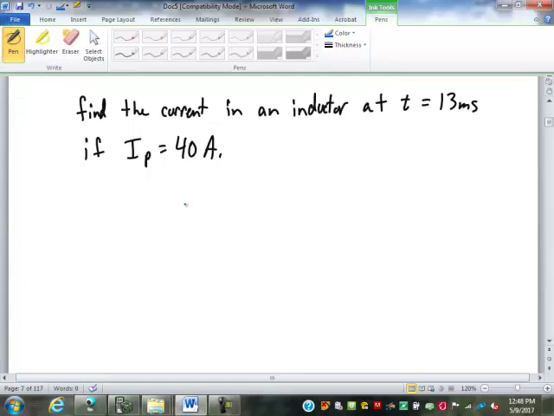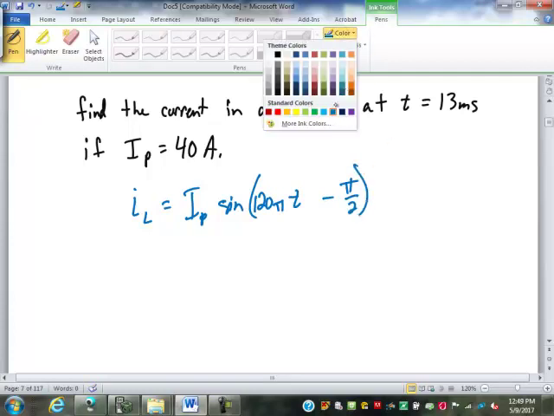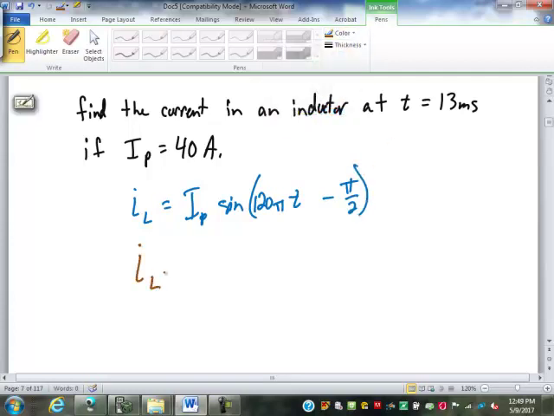No, wait, sorry. The current trails in an inductor. Current trails, voltage leads in an inductor. So it's going to be minus pi over 2. So our current in the inductor equals our peak current times the sine of 120 pi t, minus pi over 2. So our inductor current is 40 amps times sine of 120 pi times 0.013 minus pi over 2.